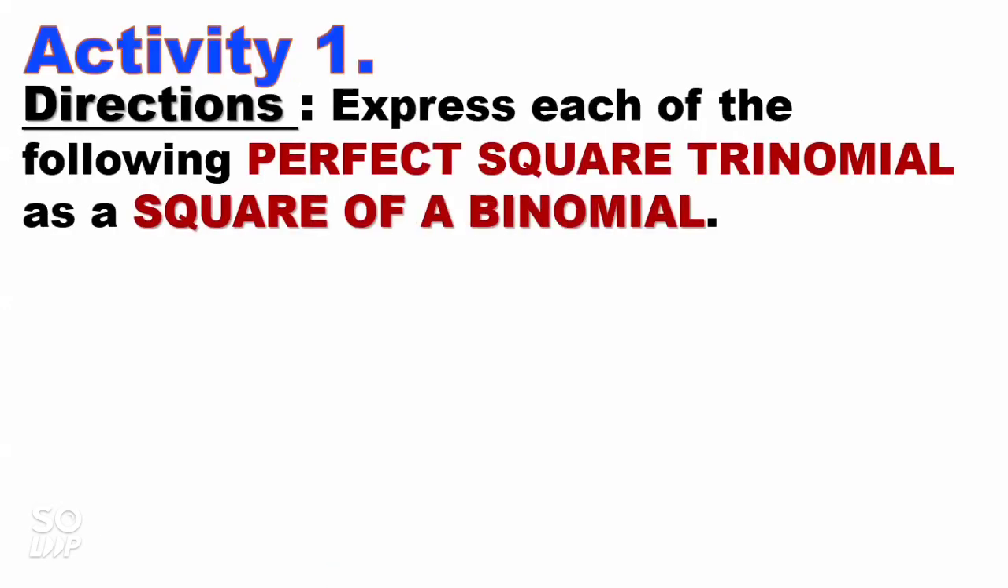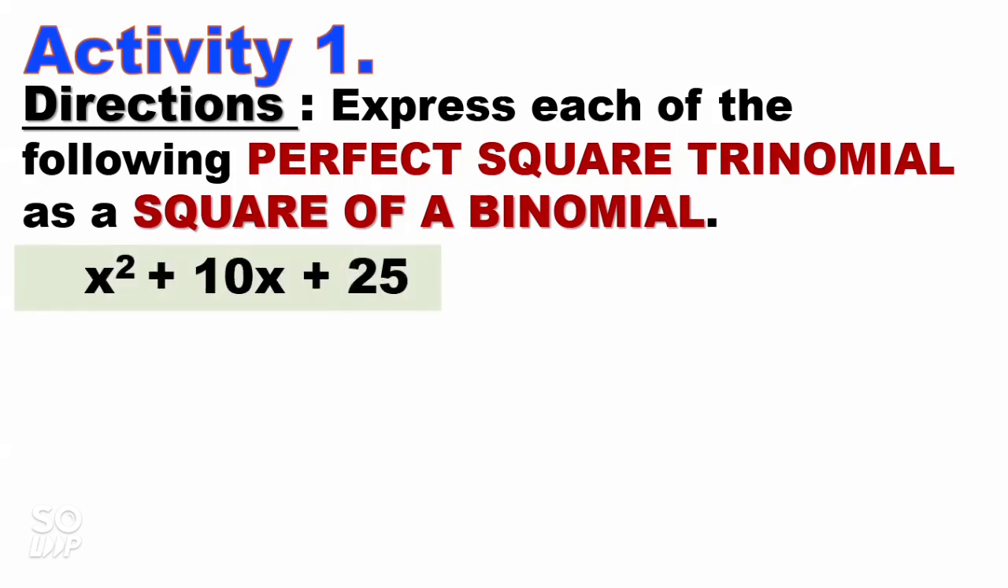Okay, so we have this activity. Express each of the following perfect square trinomials as a square of a binomial. Halimbawa yung kanina, x squared plus 10x plus 25. How do we express this trinomial to the square of a binomial?